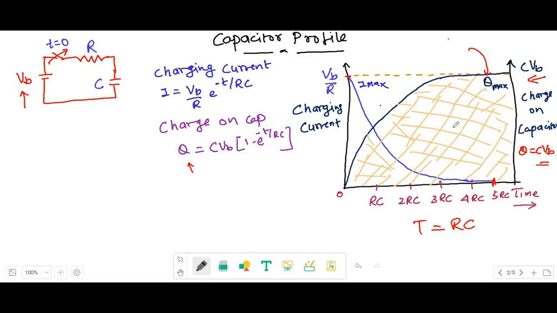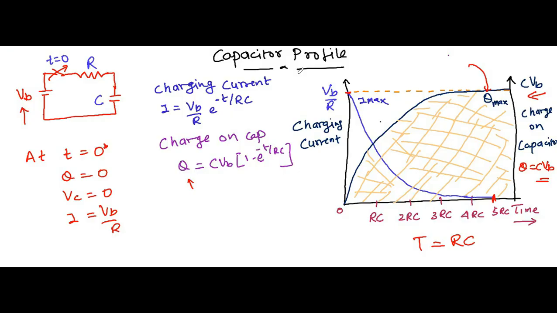Okay. Now let us understand two very important things. One is at time t equals 0. At time t equals 0, what is going to be your charge value? Q is going to be 0. Your voltage across the capacitor VC is going to be 0. And your I is going to be VB divided by R, and this is at time t equals 0. Just once you start the switch, you can call it 0 plus, let's say. This is one scenario which you will find interesting.